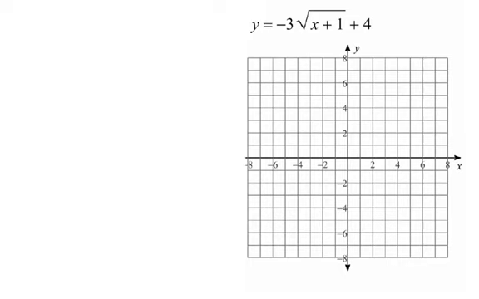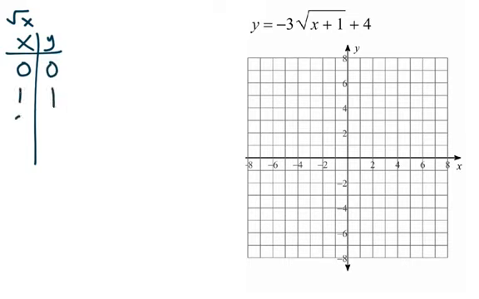So we'll do one more example because I wanted to do one where we had a reflection. So just like the other ones, we will start this off with our parent function, which will be the points 0, 0, 1, 1, 4, 2, and 9, 3.